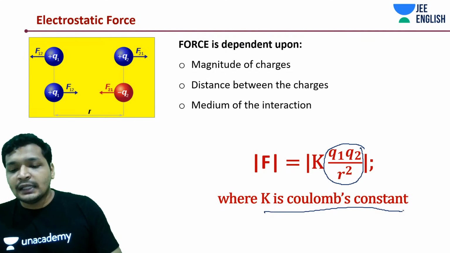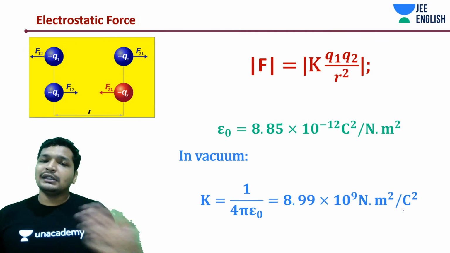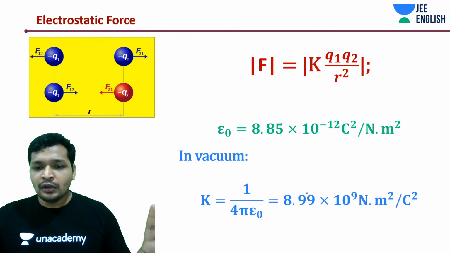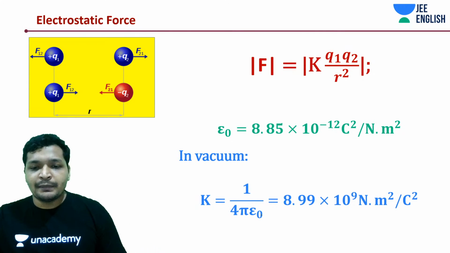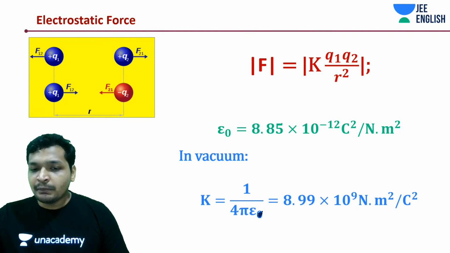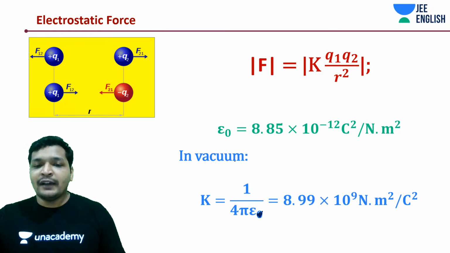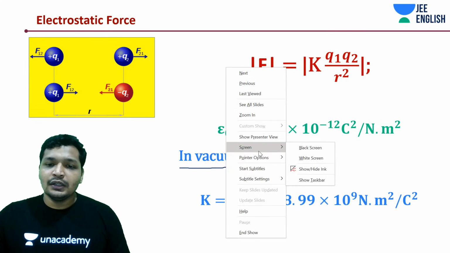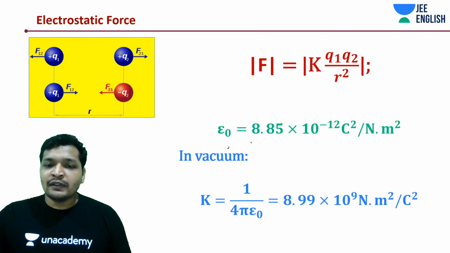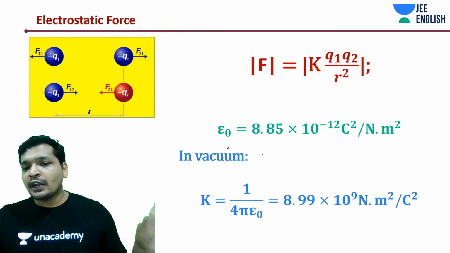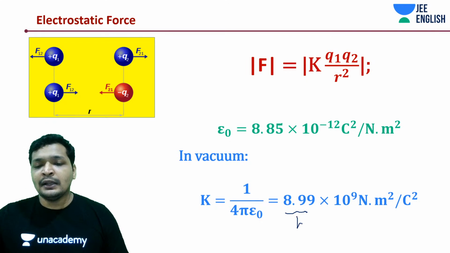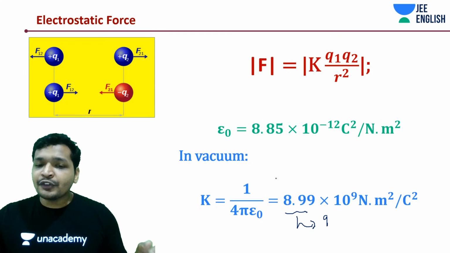Okay, and then come some of the things around them. What is K? K is nothing but 1 by 4 pi epsilon, not necessarily epsilon naught, it can be epsilon as well, depending upon the medium. So if it's in vacuum, it's going to be epsilon naught. And what is the value of epsilon naught? 8.85 into 10 to the power minus 12. Guys, something to remember: this can be approximated to 9. So this is something that you have to remember.